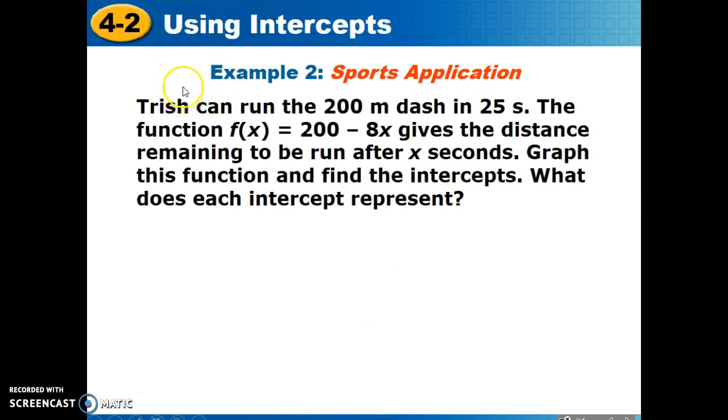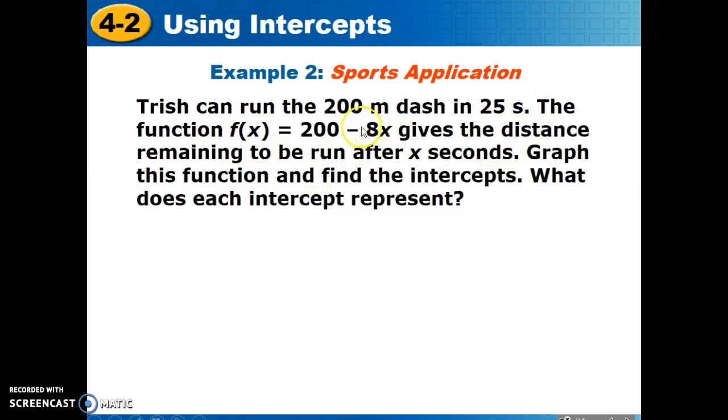It says Trish can run the 200-meter dash in 25 seconds. Bill, is that a good time? 200 meters, 25 seconds? She's Trish. A girl. Pretty good. Okay, Bill says that's pretty good.